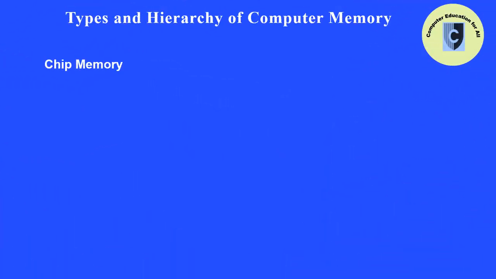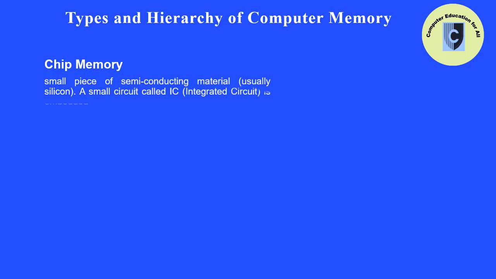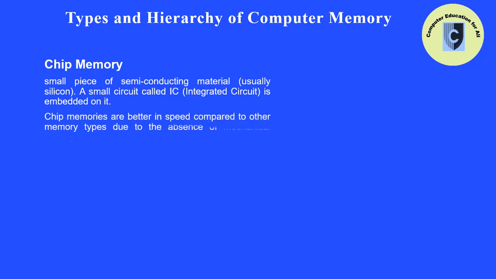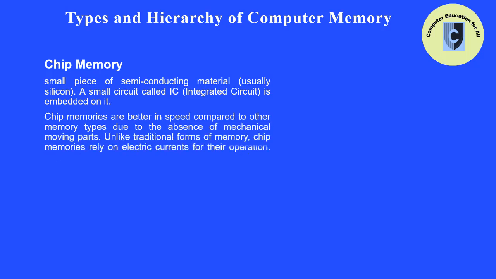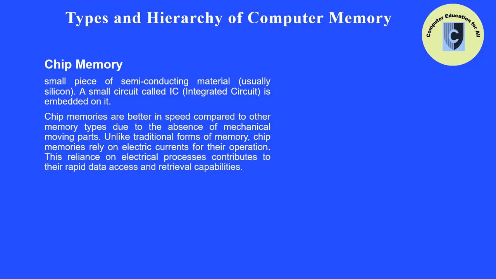A chip is a small piece of semiconducting material, usually silicon. A small circuit called an IC, integrated circuit, is embedded on it. A typical chip contains millions of electronic components, transistors. Chip memories are better in speed compared to other memory types due to the absence of mechanical moving parts. Unlike traditional forms of memory, chip memories rely on electric currents for their operation. This reliance on electrical processes contributes to their rapid data access and retrieval capabilities.